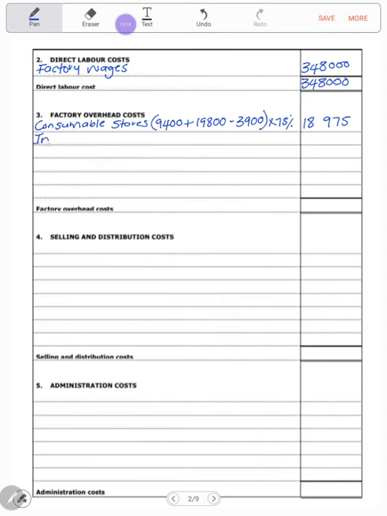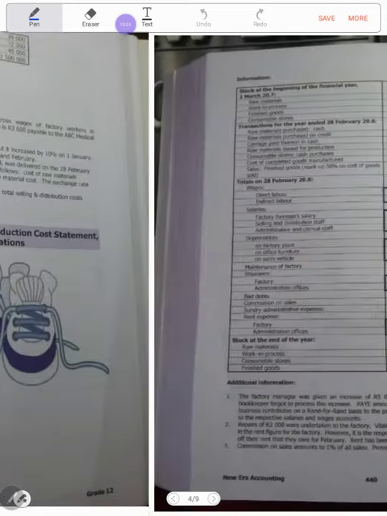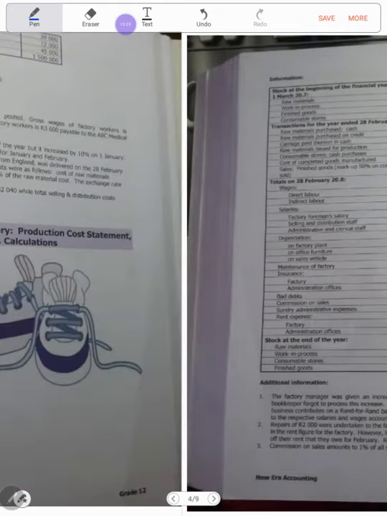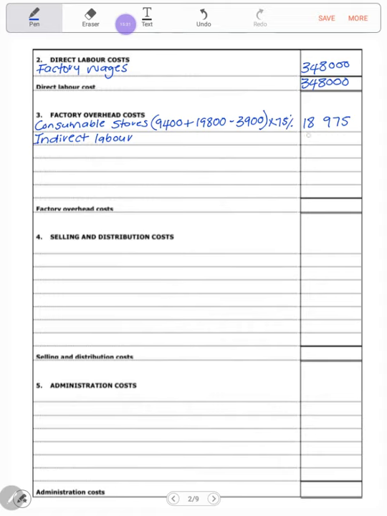Indirect labor. Indirect labor is people who work in the factory but not with the actual product. Example, your cleaners. Alright, so they've given that to us. There's your indirect labor, the 39,600.